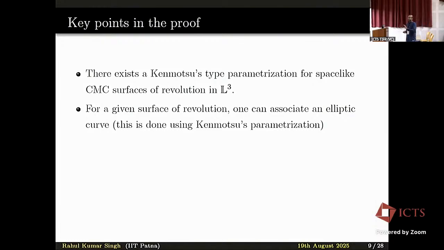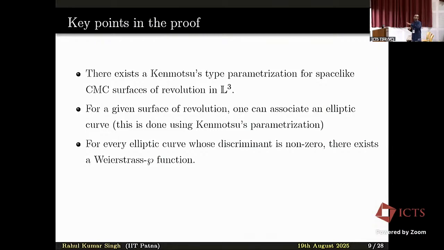The second point is that once you have a surface of revolution, and you look at that parametrization, using it one can associate an elliptic curve. So what is an elliptic curve? It is given by a degree 3 polynomial in 2 variables, of a specific form. There are many ways to talk about elliptic curves, but yeah.